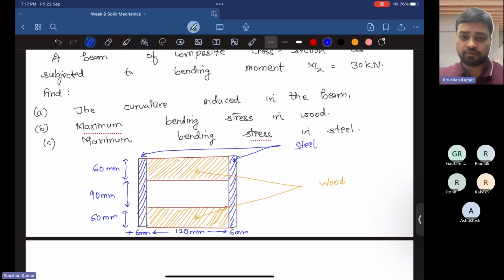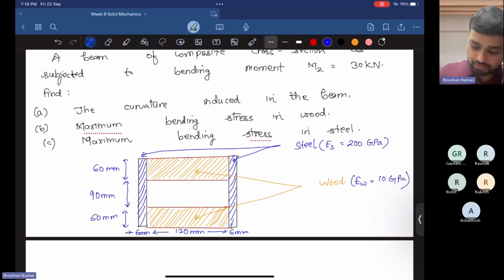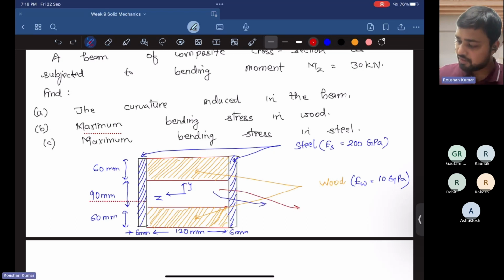Here the Young's modulus of the steel and wood is also given. Young's modulus of steel is considered here 200 gigapascal, and the Young's modulus of wood is given here 10 gigapascal. The axis here, this is along y direction and this is along z direction. And in between the wooden structure there is no material. It is empty space, or we say void. There is no material present in this system.